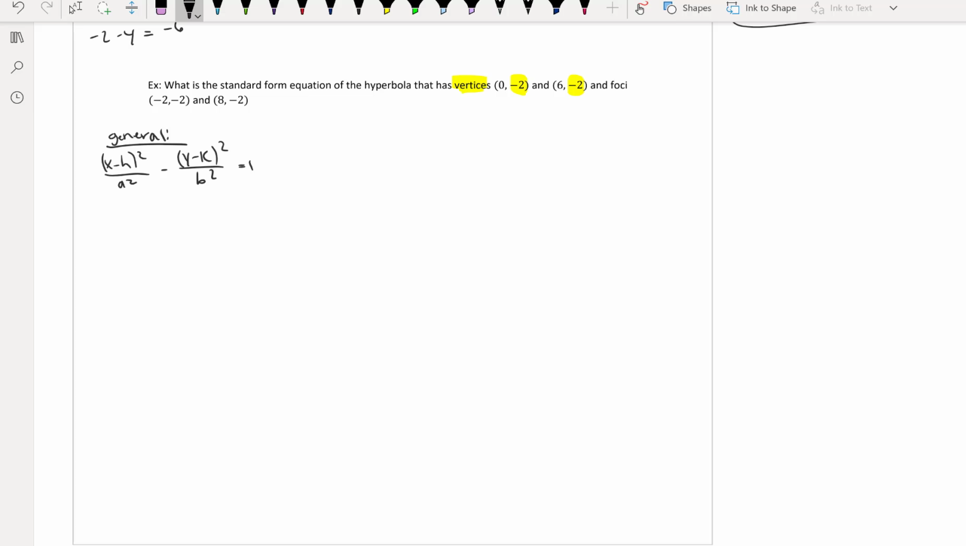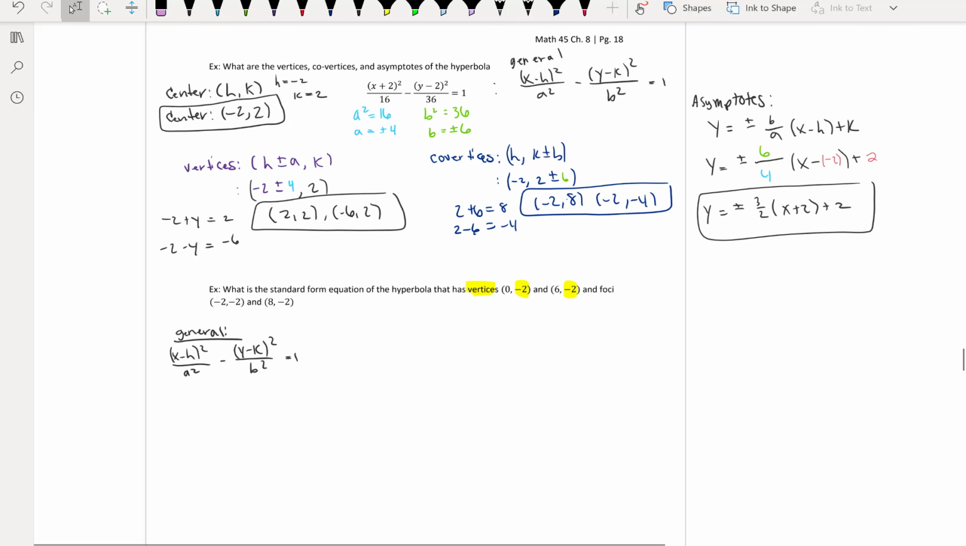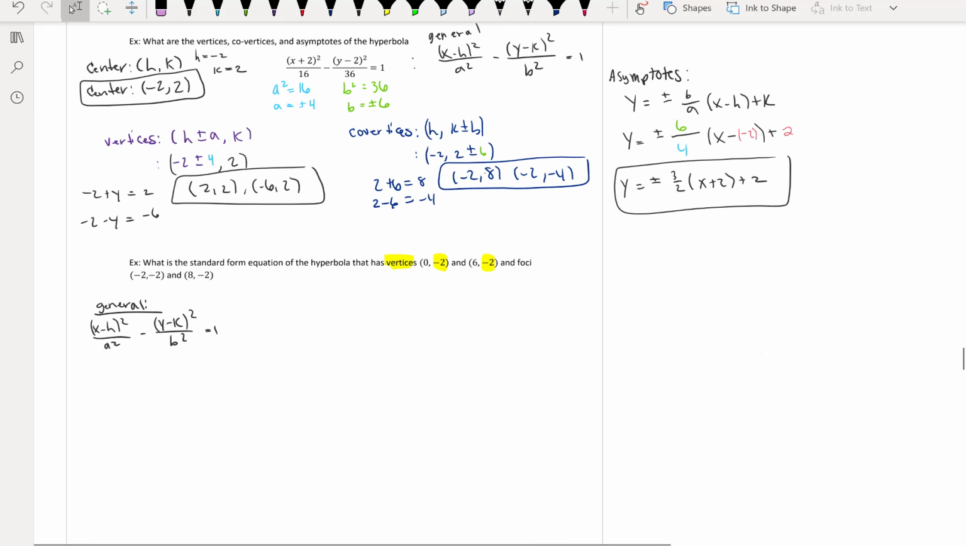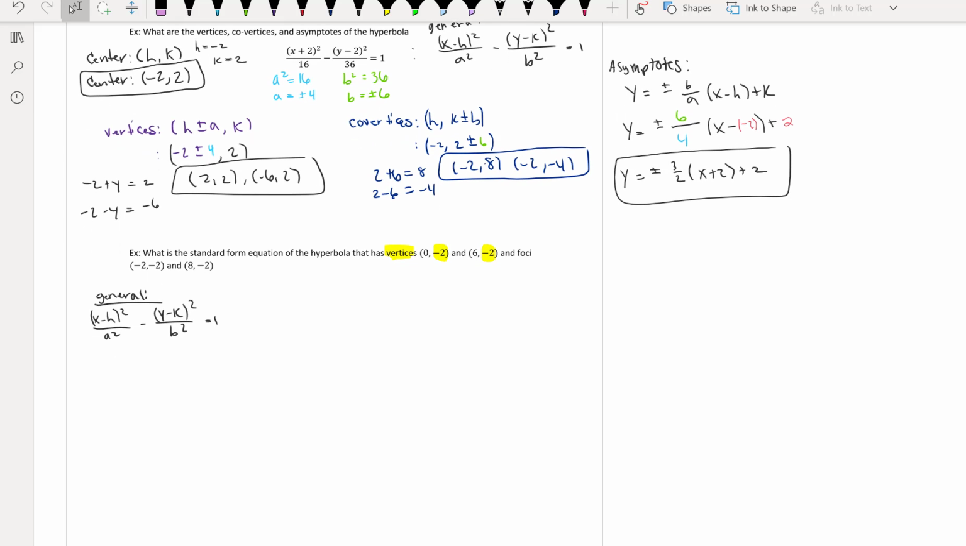So this is what I know. This is just like the one above it. So now I know that I can get my vertices. So I can just copy that down. My vertices are going to be h plus or minus a, comma, k. So if I have (0, -2) and (6, -2), then without a doubt, I can say that my k value is equal to -2. And I also have my foci.